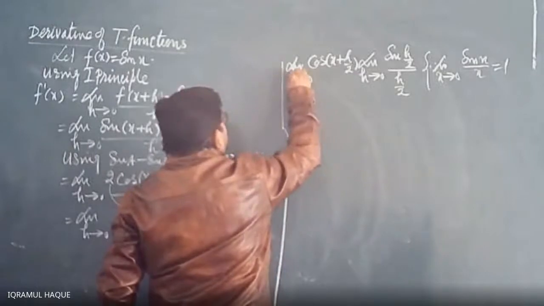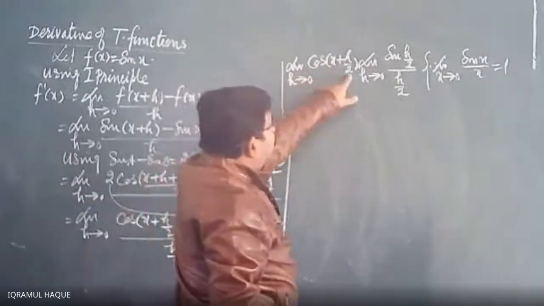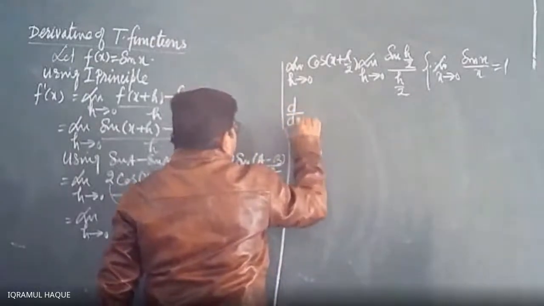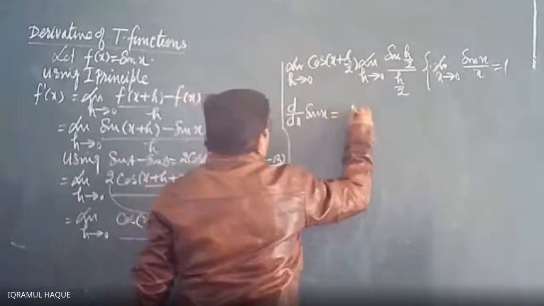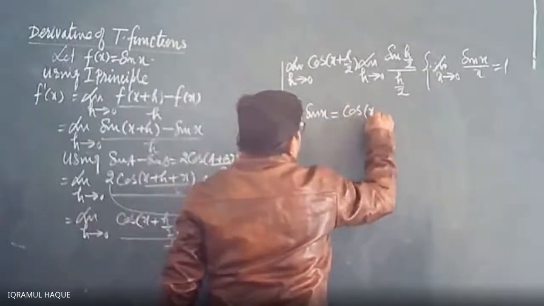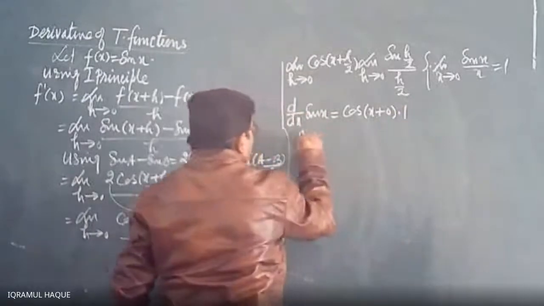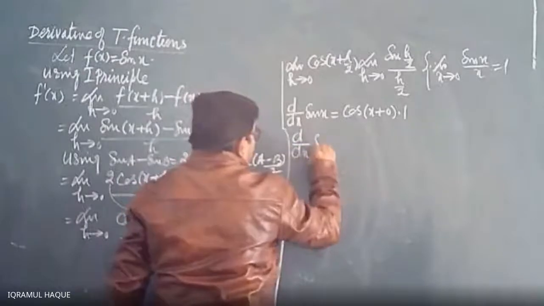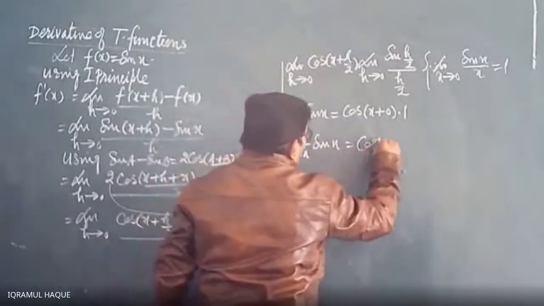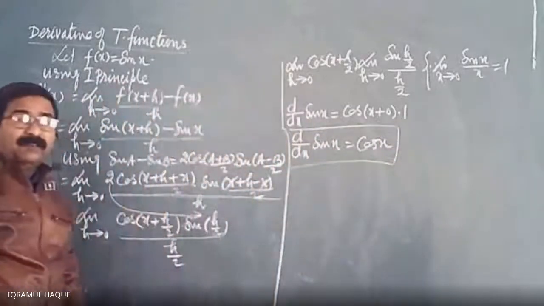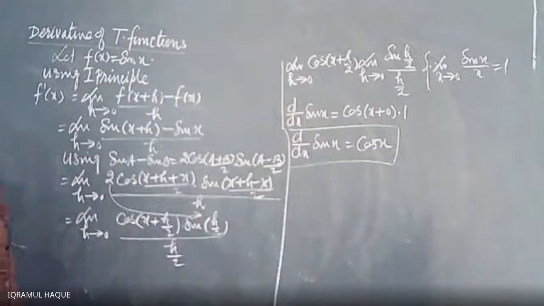We have h tends to 0. So in place of h we can write 0. So we can write d/dx of sin x is equal to cos(x + 0) into 1, and cos(x + 0) is cos x. So we have d/dx of sin x is equal to cos x. This is the first formula. Derivative of sin x is cos x. Got it? Note it.